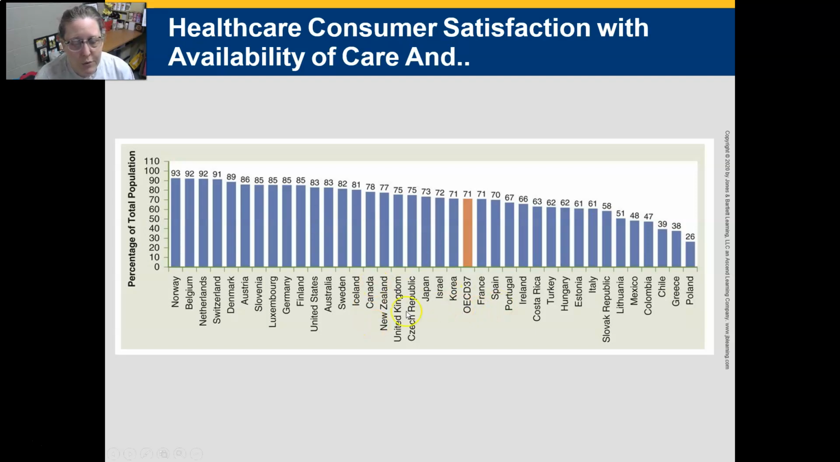In some populations that do have universal coverage, such as government-provided coverage like Canada and the UK, satisfaction is lower. Some of that has to do with inefficiencies and some wait times within those systems.